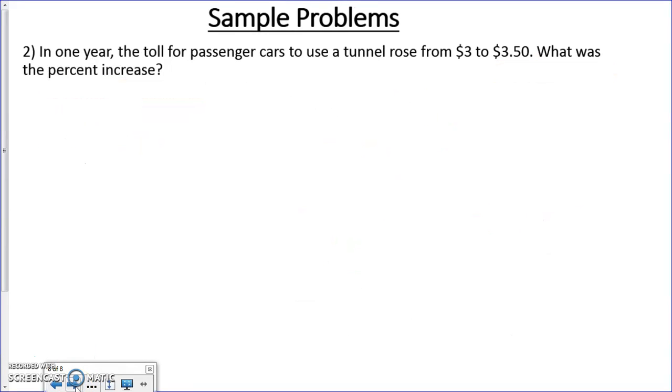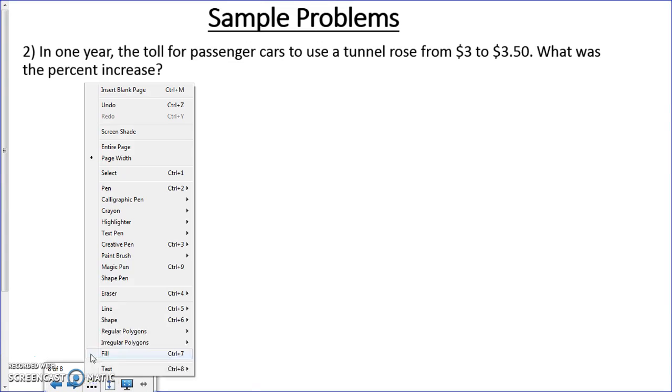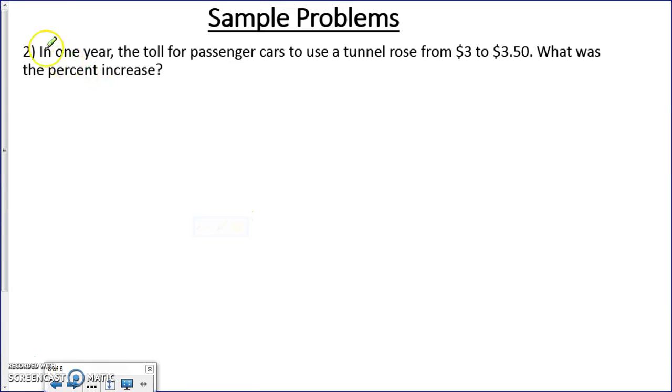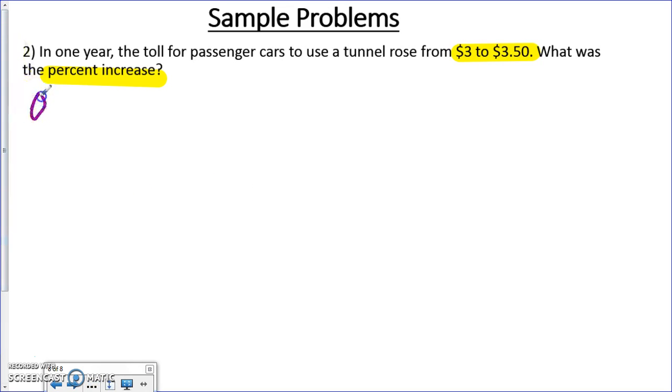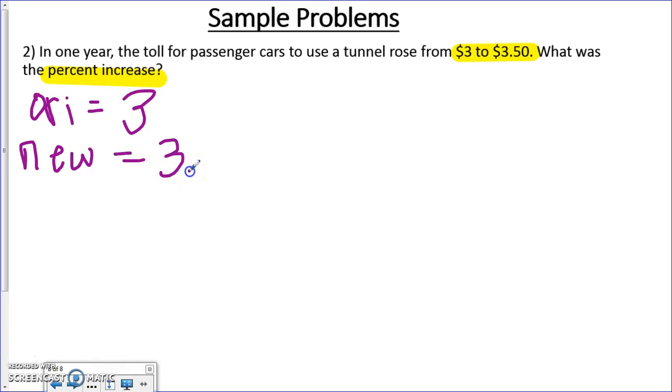Let's do one more. In 1 year, the toll for passenger cars to use a tunnel rose from $3 to $3.50. What was the percent increase? So again, we're looking for the percent increase. It rose from $3 to $3.50. So the original was initially $3, but now it's $3.50.